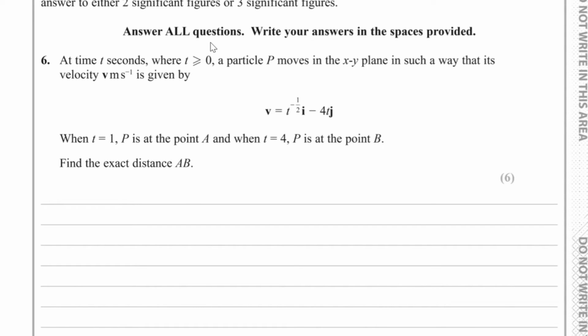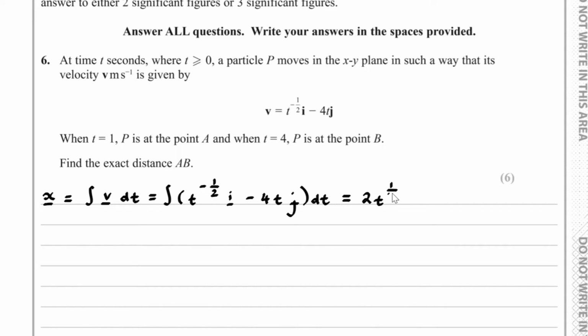Well, we know what v is, and we can integrate this to find out what the displacement x is. That's equal to the integral of the velocity with respect to time. So I need to integrate with respect to time t to the minus 1/2 i minus 4t j. And if we work this out, we have 2t to the power of 1/2 i minus 2t squared j plus some constant of integration, we'll call it c.